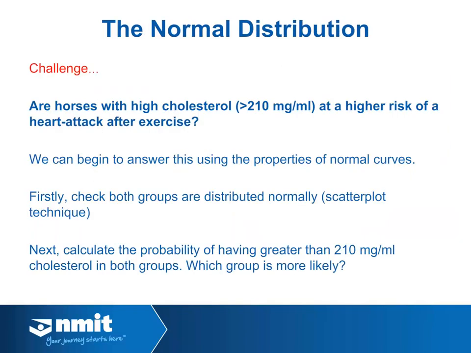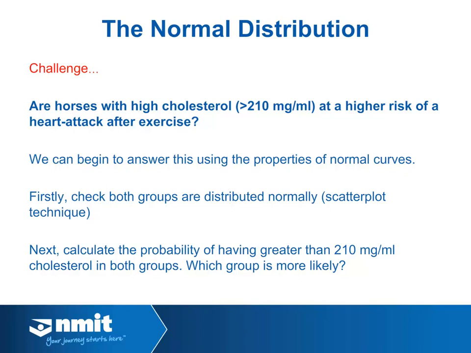So the question that we started with: are horses with a high cholesterol level, that is greater than 210 milligrams per ml of blood, at a greater risk of heart attack after exercise? And to do this, I'd like you to calculate the probability of a horse in each of the groups, group 1 and 2, having a cholesterol level greater than 210, and see which one has a higher probability. Are they different? Are they extremely different?